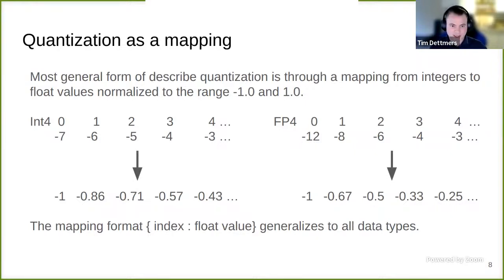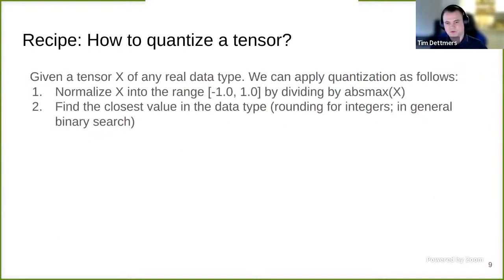And so that is how we can represent a data type. Now, if we want to do a quantization, we can follow a two-step procedure to quantize an input tensor. If we have the input tensor X and we want to quantize it with a certain data type, the first thing we do is normalize it into the range -1, 1 to have the same range as the data type. We can do that by dividing by the absolute maximum value of the input tensor.